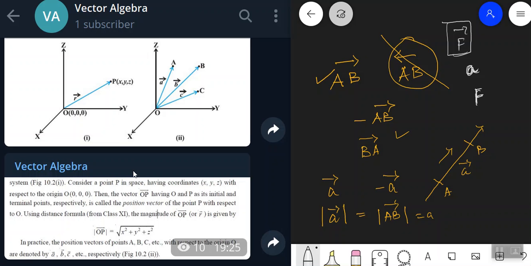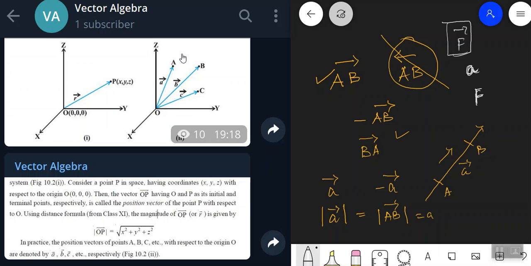Now, let us consider a point P in space having the coordinates x, y, z. We do not know in which direction the body is moving. If it is moving along the x-axis, then we can say definitely it is along the x-axis, and along the y-axis, you can represent it as the y-axis, and along z, as the z-axis. So they are called position vectors. It means that it has originated from the origin.